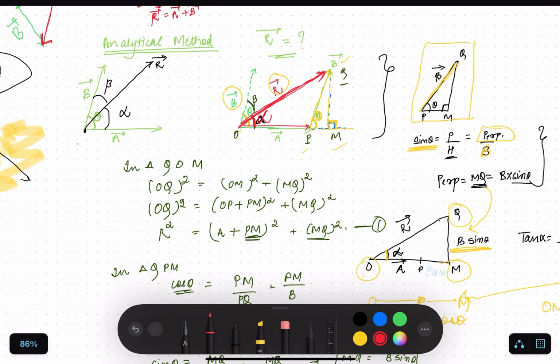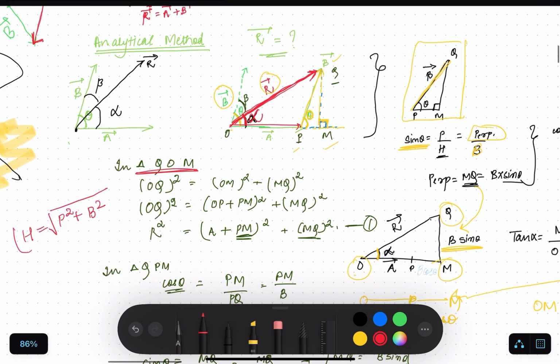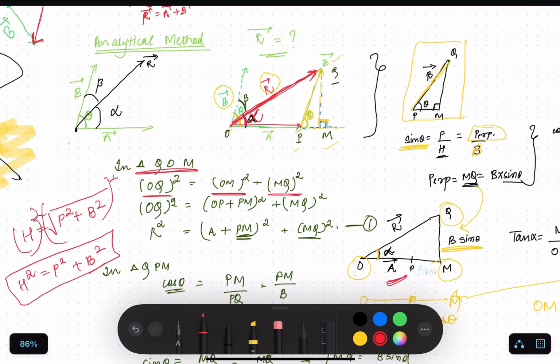Now I consider this QOM triangle. In this triangle I'm going to put that basic theorem, that is hypotenuse is equal to the square root of perpendicular square plus base square. This is what I have done. Simply if I square both the sides, it will be hypotenuse square is equal to perpendicular square plus base square. That's the basic mathematics, you know. So in this QOM triangle, hypotenuse is OQ, base is OM, and our perpendicular is MQ. So we squared all sides.